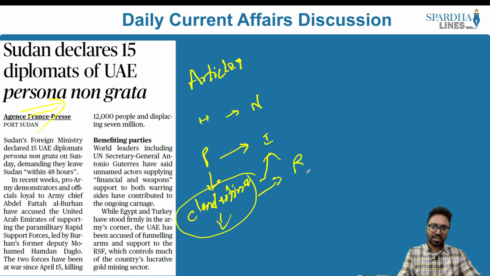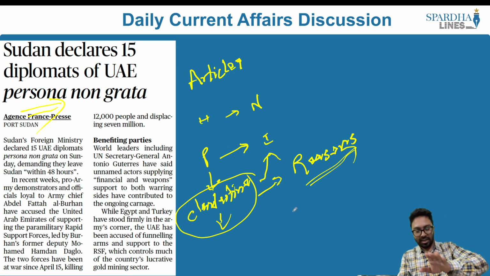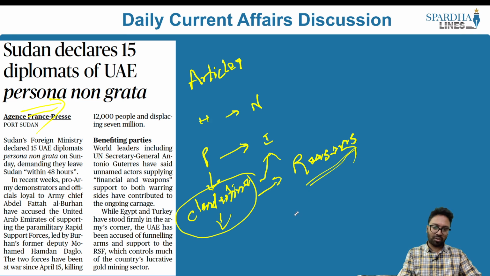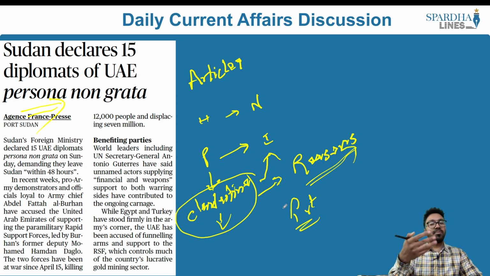So should reasons be given in this particular case? No, reasons need not be given. Once persona non grata is issued, this person has to immediately vacate and go back to his home country. At the same time, even if a person has not come to a country, even before that, persona non grata can be issued. It is not only for diplomats, it can also be for private individuals as well. It can also be issued to celebrities.